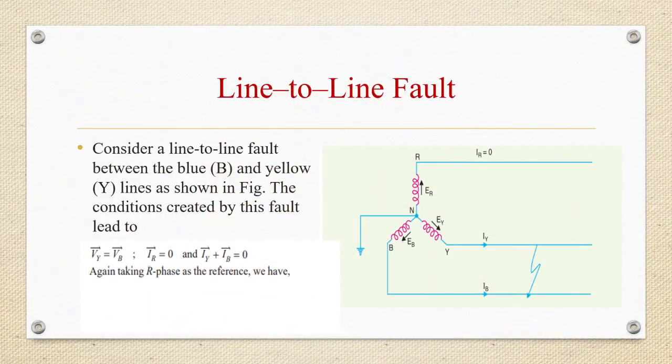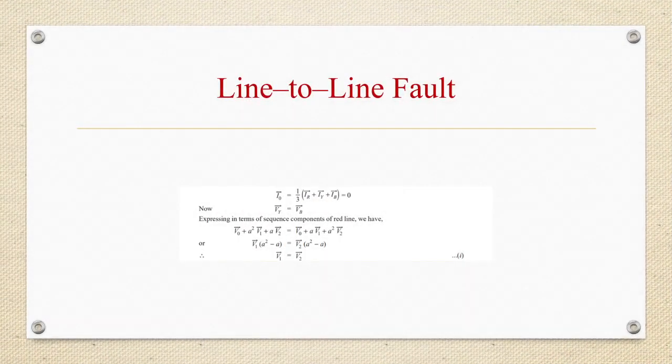So let us see the second fault, line to line fault. Consider a line to line fault between blue line and yellow line as shown in the figure. So we are taking here, there is a fault occurring between two lines, that is Y and B. So this is a symbol for a fault. Conditions created by this fault will lead to Vy is equal to Vb, Ir is 0 and Iy plus Ib is 0. And taking R as the reference phase, we can write I0 is equal to 1 by 3 times Ir plus Iy plus Ib, that is equal to 0, and Vy is equal to Vb.